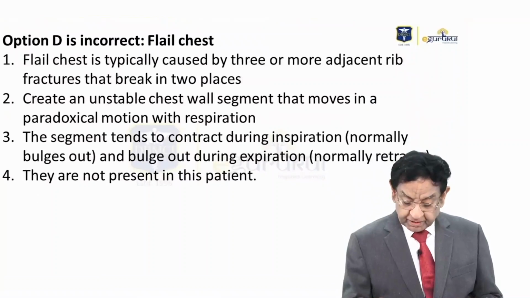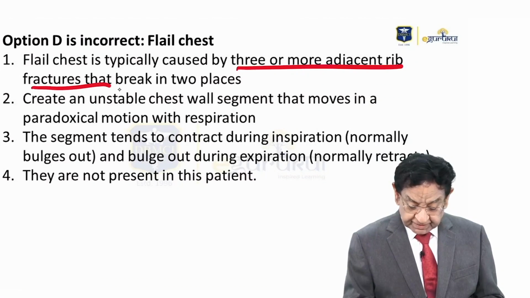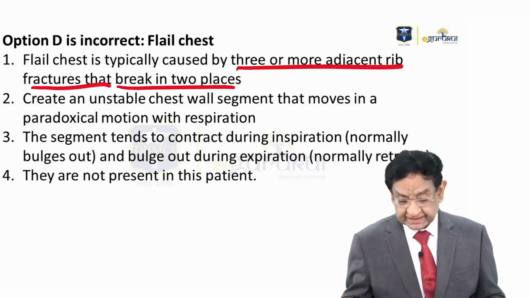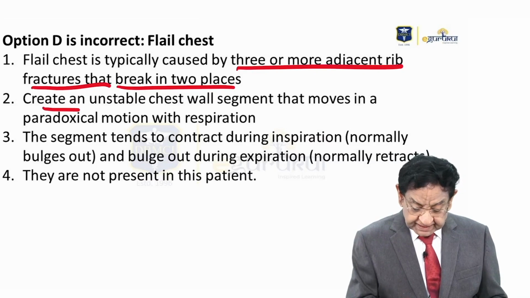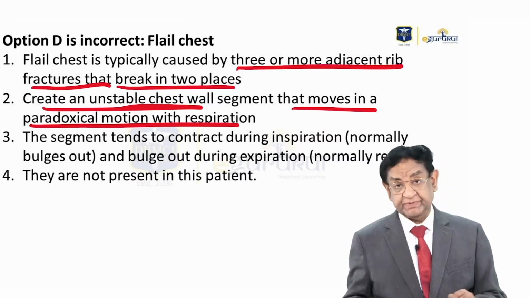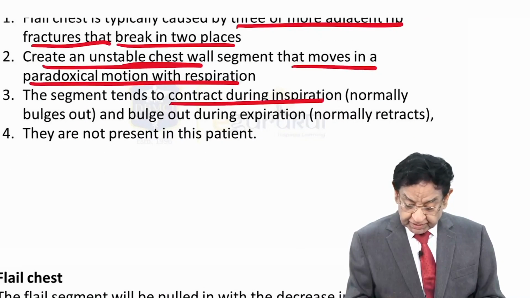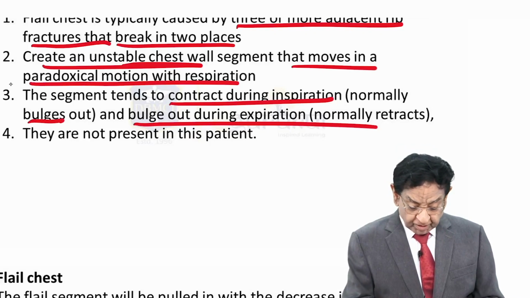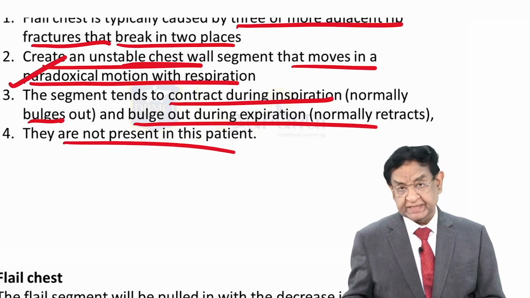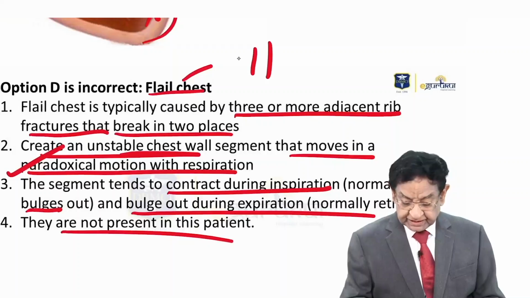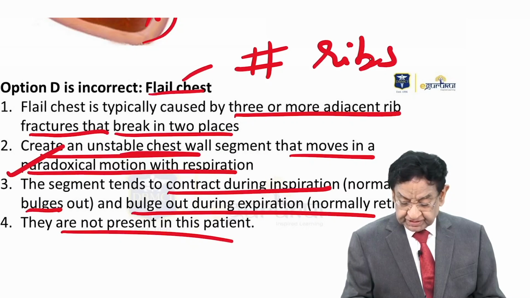Flail chest typically causes three or more adjacent fractured ribs, and the ribs break in two places to be more precise. That creates an unstable chest wall, and it moves in a paradoxical movement with respiration. The segment tends to retract during inspiration, and normally bulges out during expiration, whereas normally the chest expands on inspiration. So the opposite movement going on, we call paradoxical movement. This is not present in our patient, so this is ruled out. Moreover, you can see fracture of the ribs in chest X-ray also, which is not seen in our case.